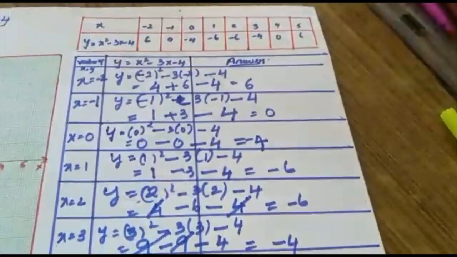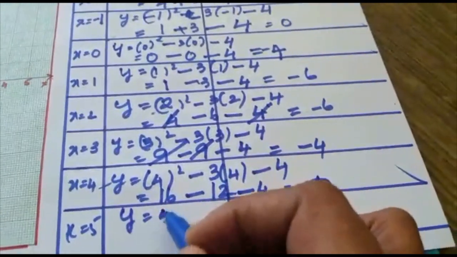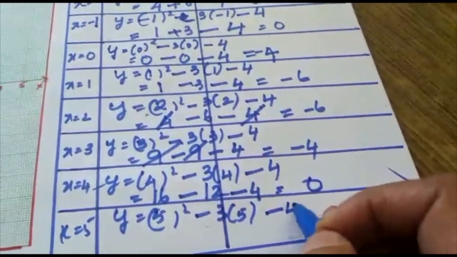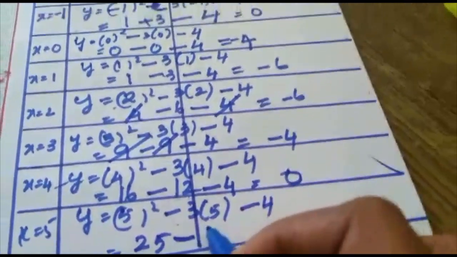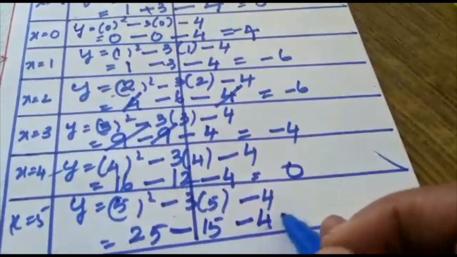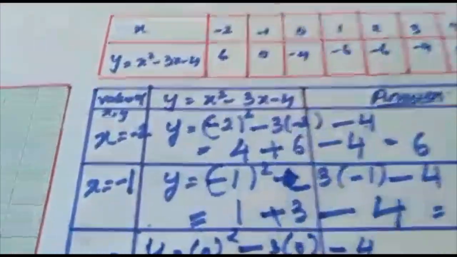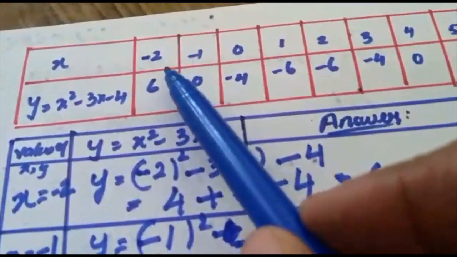Now last value x is equal to 5. So y is equal to 5 square minus 3 into 5 minus 4. This is equal to 5 square is 25 minus 15 minus 4, that is 25 minus 19 is 6. Therefore we have got all the values, the same values are put over here. So these are the coordinates.